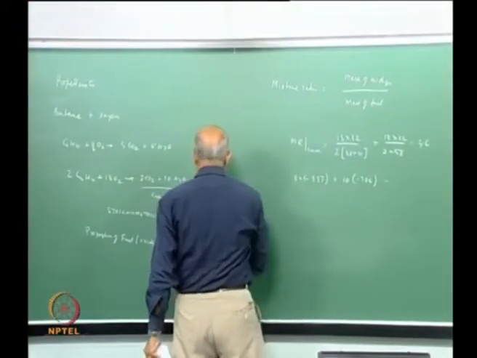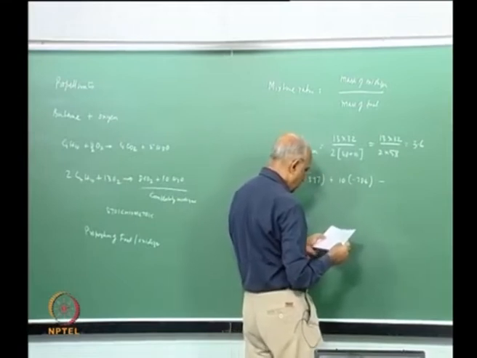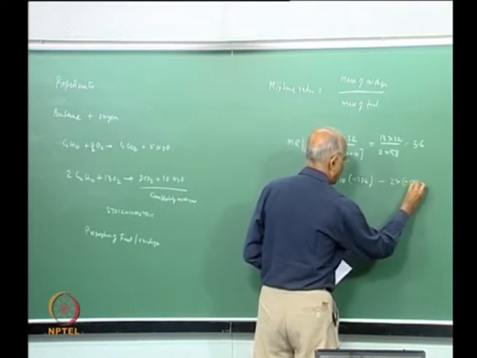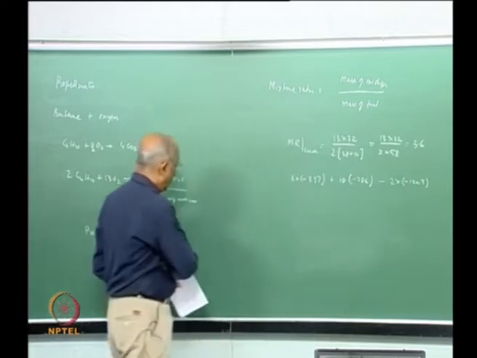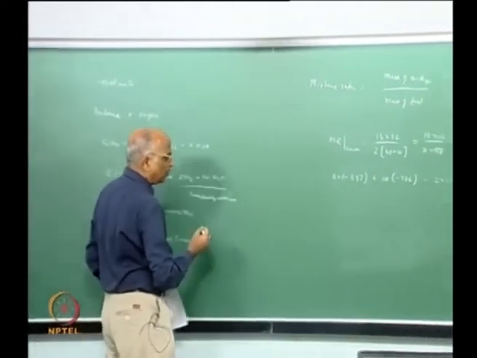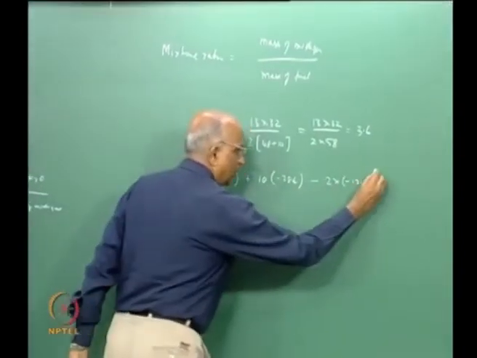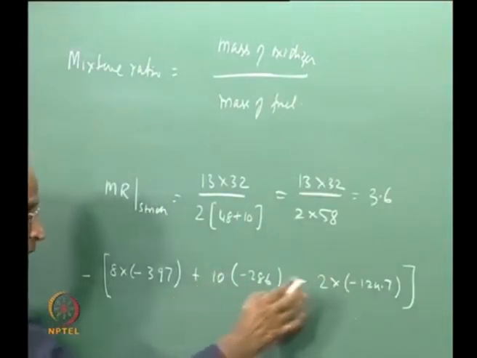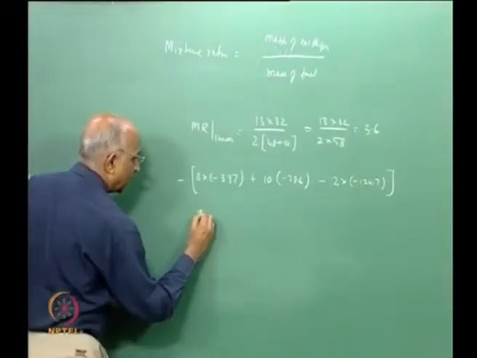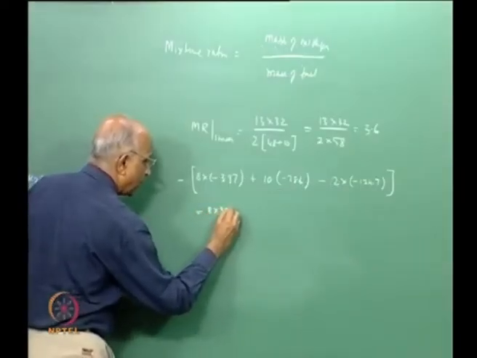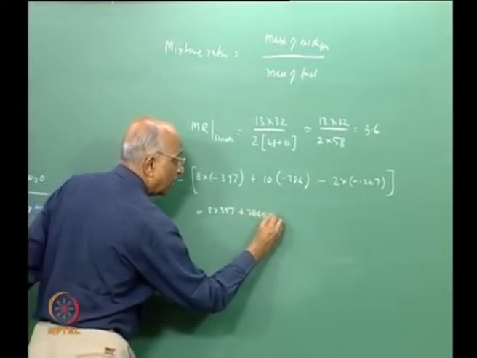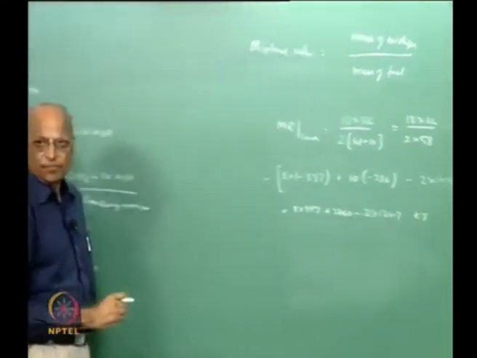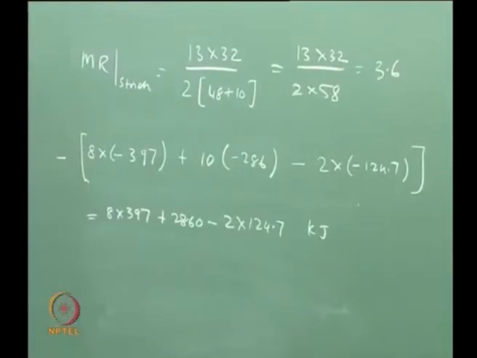formation of the reactants. Oxygen is 0 as an element, butane is slightly lower, minus 124.7, that is 2 into minus 124.7. Is the heat liberated in this reaction? For 2 moles I am getting this amount of heat. And therefore, this becomes the decrease I have to look at. This is the heat of formation of the products, minus the heat of formation of the reactants. I am going to say how much this has decreased, therefore, this is minus. Therefore, I get 8 into 397 plus 2860 minus 2 into 124.7, so many kilojoules of energy which is liberated. And this is how we calculate the heat liberated in this stoichiometric reaction.